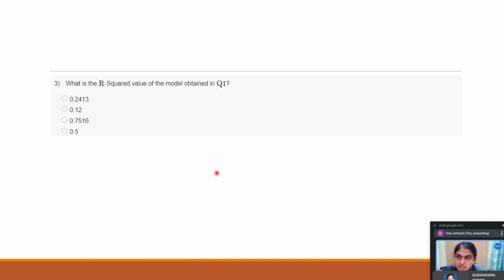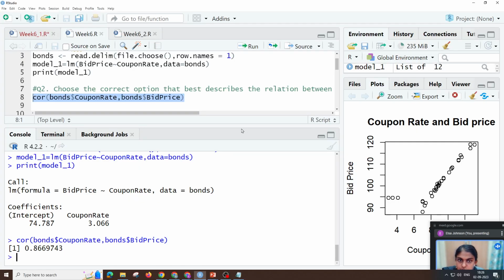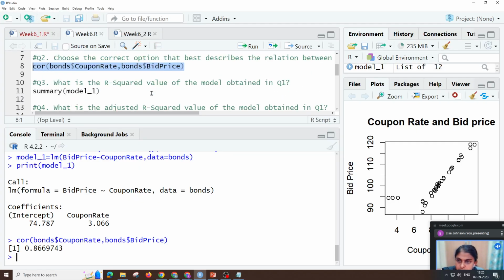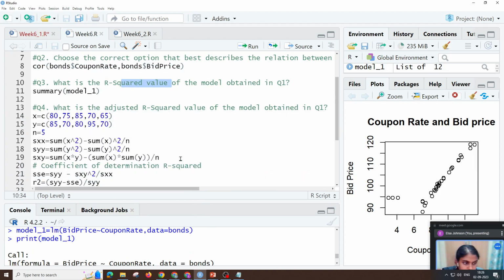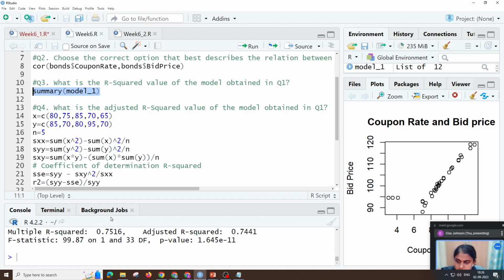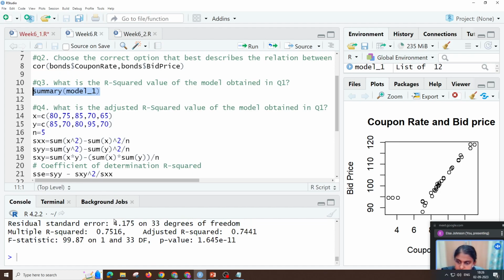Then what is the R squared value of the model obtained in Q1? I'll move on to the RStudio. We want to see the R squared value of the model obtained in Q1. For that, we just want to find out the summary of model 1. Then it will give you this, right? So R squared value 0.7516 and adjusted R squared value 0.7441.